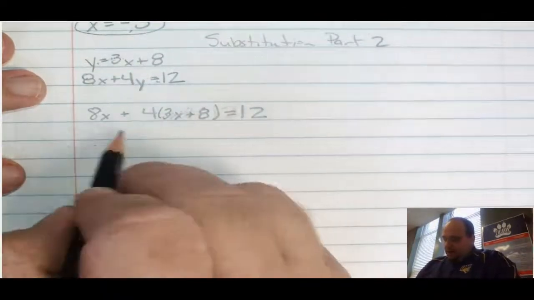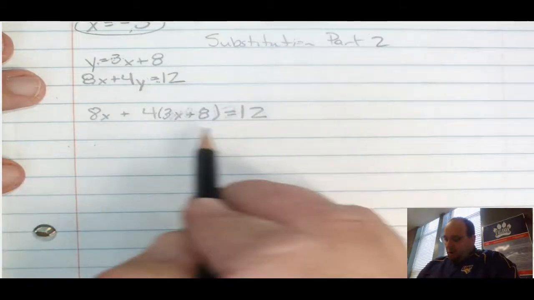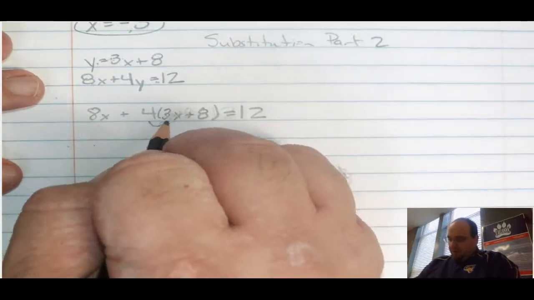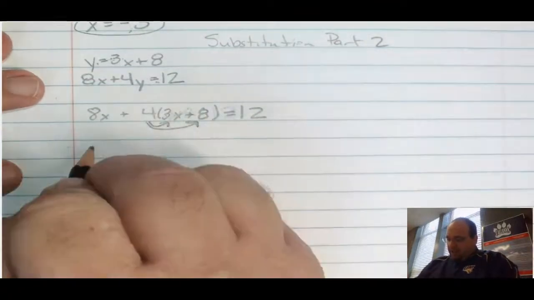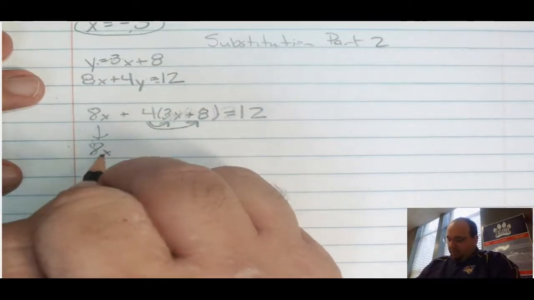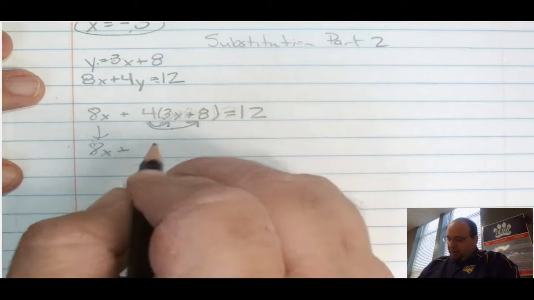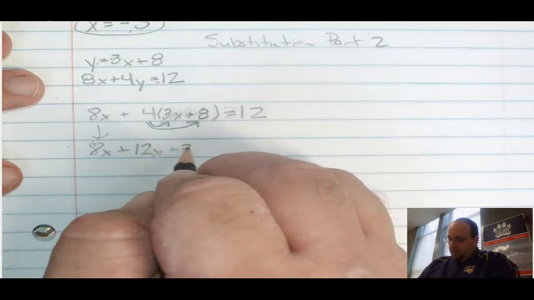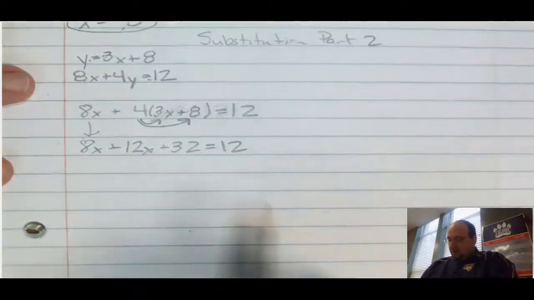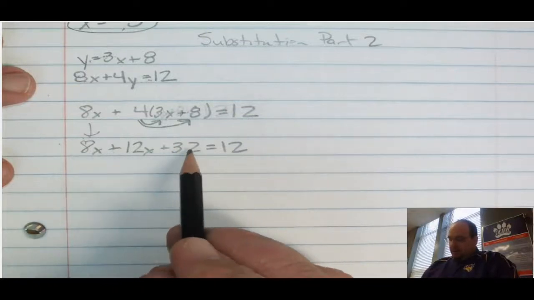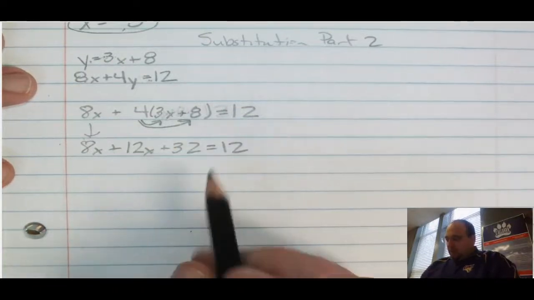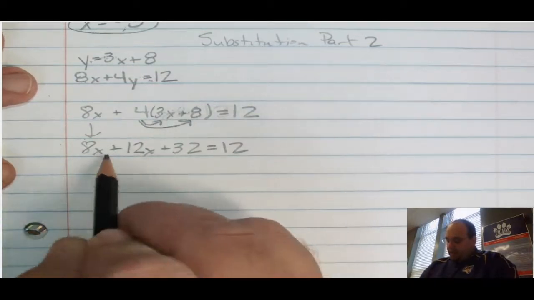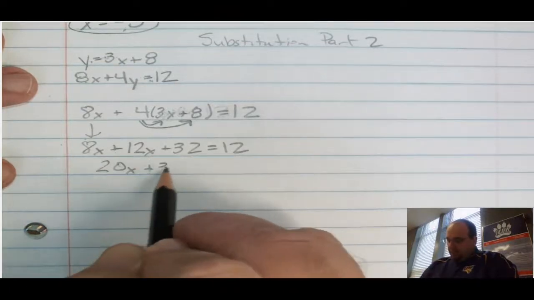So now I'm going to solve this equation for x. Before I do that, I got to do some distributing and simplifying. So I'm going to distribute the 4 into the 3x and the 4 into 8. I'm just going to bring this 8x down. I'm going to have plus 4 times 3x, which is 12x. 4 times 8 gives me 32. And so now I have 8x plus 12x plus 32 equals 12. My next step is I'm going to combine like terms. So I'm going to combine 8x and 12x. That'll give me 20x.